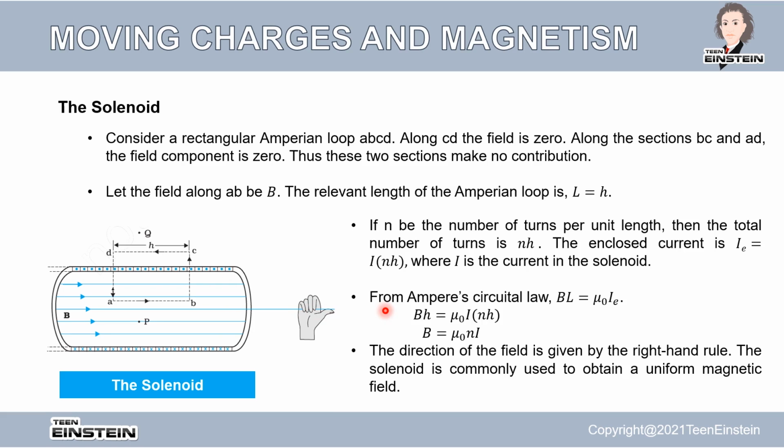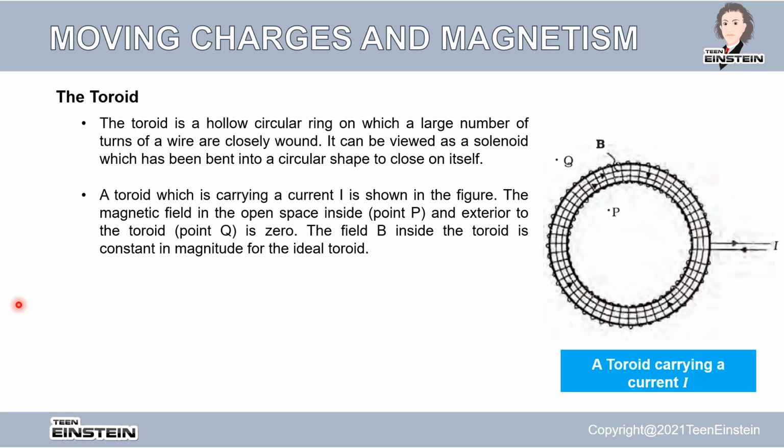What if the current is reversed? Then you have to curl your fingers from bottom to top, and your thumb will be pointing towards the left. So if you change the direction of the current, the magnetic field direction also reverses.